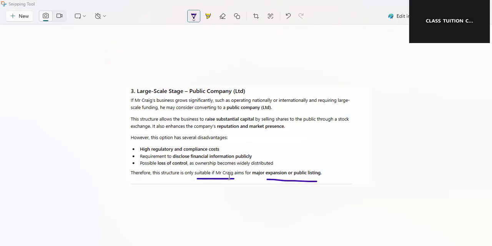In a nutshell, you make a conclusion. So in conclusion, the most appropriate for Mr. Craig could be what? A sole trader, a private limited, if necessary, to go into a public company. Why? To maintain simplicity and control, credibility, and large-scale growth. Are we together? So this is how we're exhausting our 12 marks.